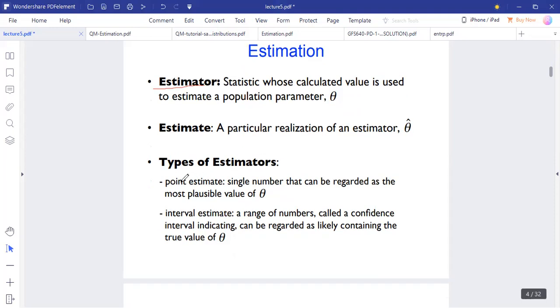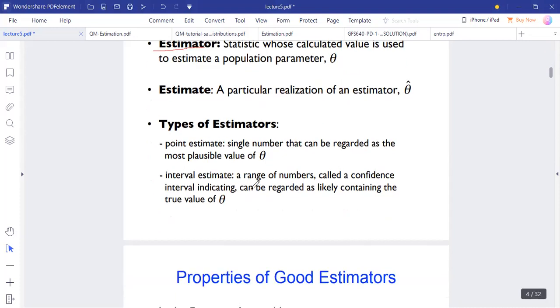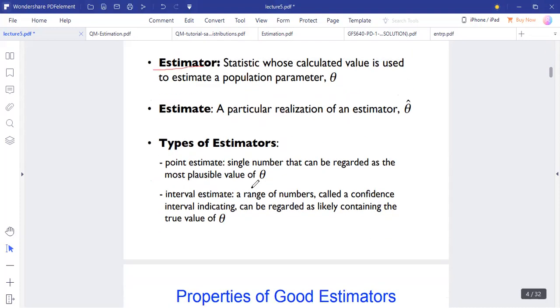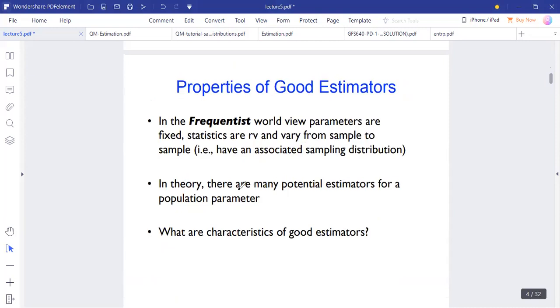So we have different types of estimators. We have a point estimate, we have an interval estimate. A point estimate is simply a single number that can be regarded as the most representative or plausible value of theta, the population parameter. Then the interval estimate is simply a range of numbers, which we call a confidence interval. So estimators have their own characteristics.